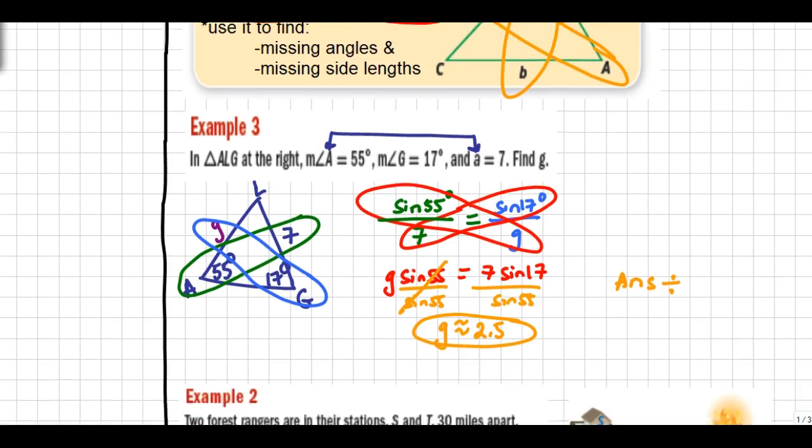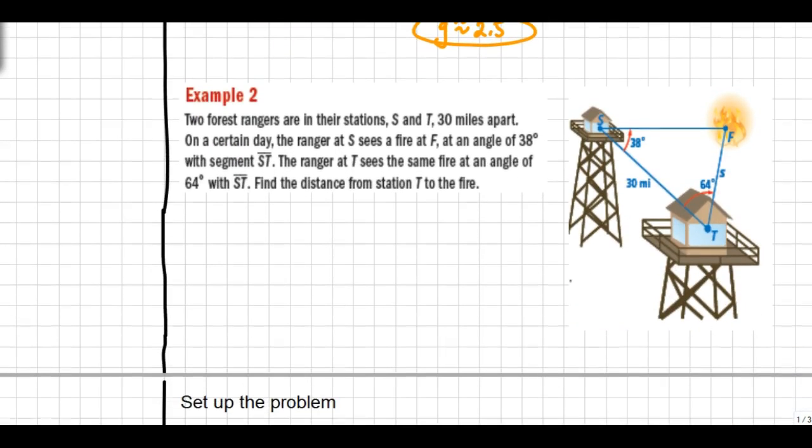Let's try another one. This one's a word problem, and you will run into some word problems in the rest of the chapter. So let's read what it says here. Two forest rangers are in their stations called S and T, and the ranger stations are 30 miles apart. On a certain day, the ranger at station S sees a fire at point F at an angle of 38 degrees, and the ranger at T sees the same fire at a different angle of 64. Find the distance from station T to the fire.